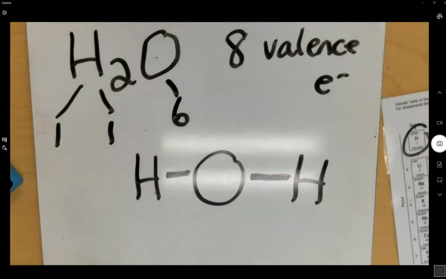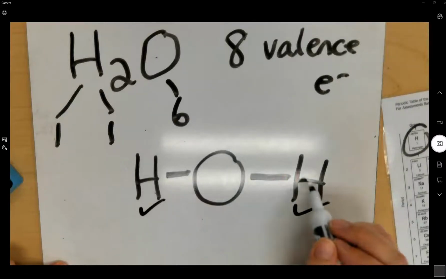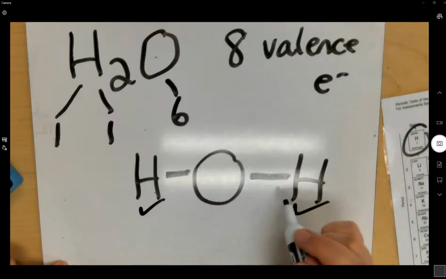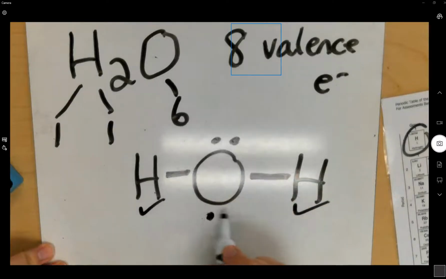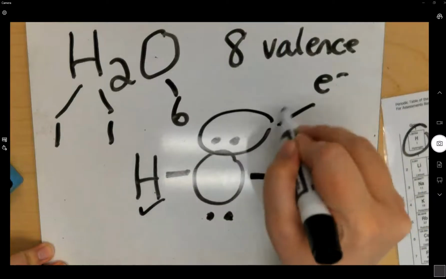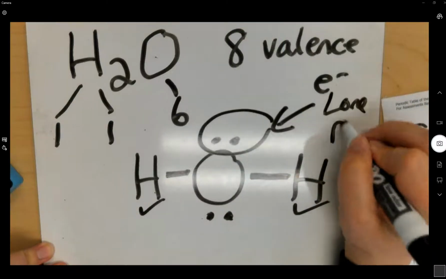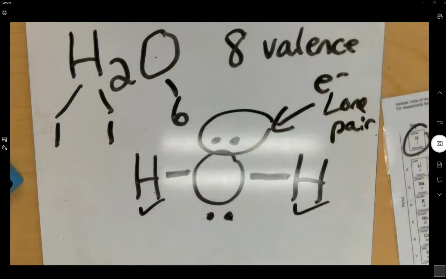Now, next I would distribute electrons to the outer atoms first and then to the central atom. However, in this particular case, the outer atoms are hydrogen, and they only need access to 2 electrons, so they're already satisfied, because the hydrogens can access both electrons in the bond. So I'm going to use my remaining 4 electrons on oxygen. We call these lone pairs. And lone pairs are electrons that are non-bonding, so they're only on oxygen, they're not being shared with hydrogen.